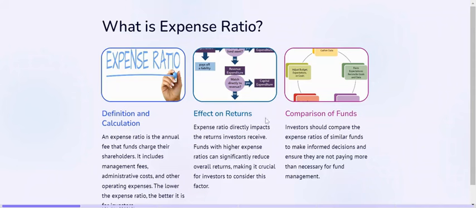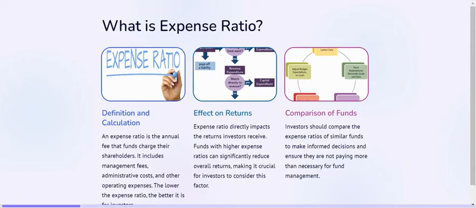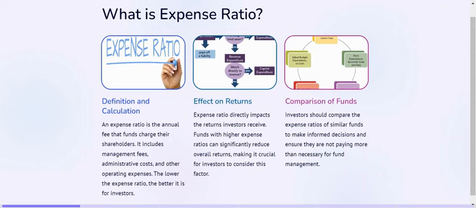Hi everyone. Today we will be discussing expense ratio and exit load in mutual funds. So let's discuss what an expense ratio is. Expense ratio is an annual fee that fund managers and funds charge to their shareholders. It includes management fees, administrative costs and other operational expenses. The lower the expense ratio, the better it is for investors.